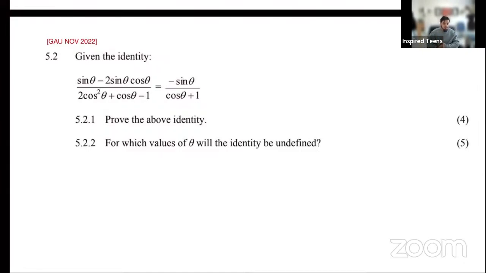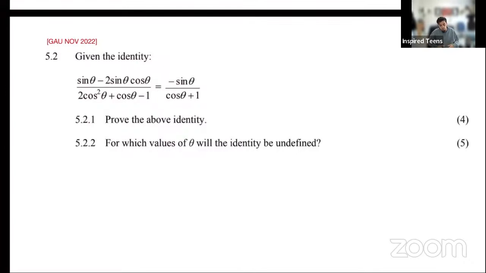Okay, so given that identity, you are required to prove the identity. 5.1.2.1, sorry, prove the identity. What is the identity? Sine theta minus 2 sine theta times cos theta over 2 cos squared theta plus cos theta minus 1 is equal to negative sine theta over cos theta plus 1.